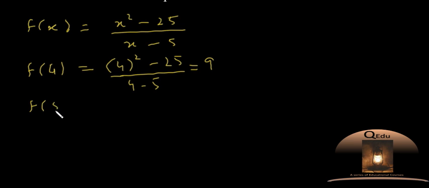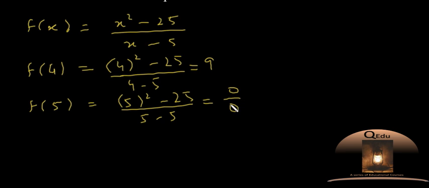But what if I want to know the value of this function at point 5? That is 5 square minus 25 divided by 5 minus 5. When you simplify, you have the result 0 upon 0, which is actually meaningless. 0 upon 0 is called an indeterminate form.